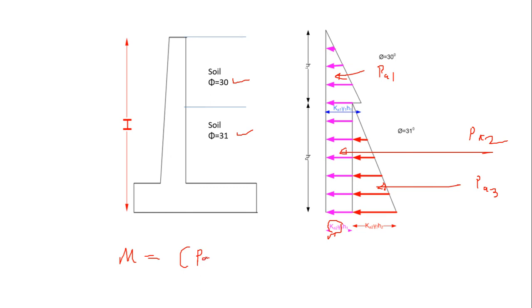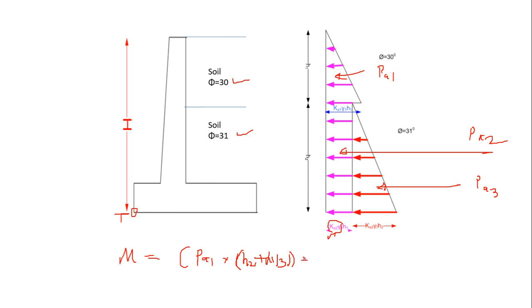PA1 into, now where do we want to take the moment? We want to take the moment at this position 2. So that perpendicular distance is H2 plus H1 divided by 3. This is the perpendicular distance.